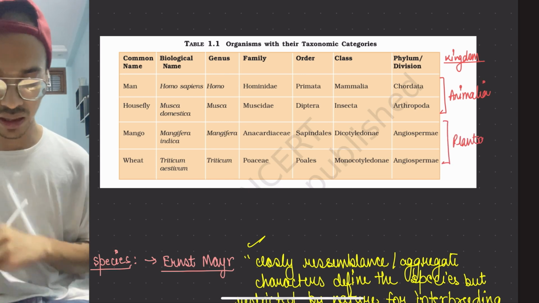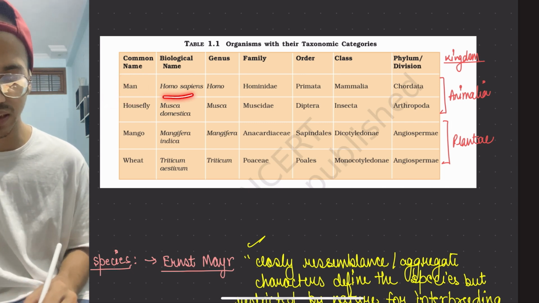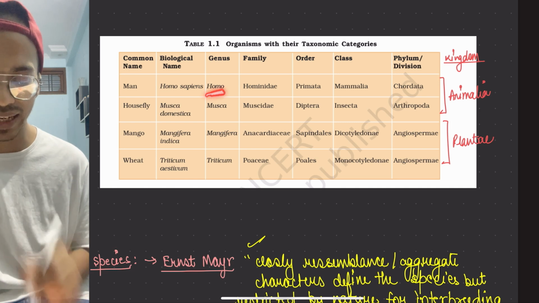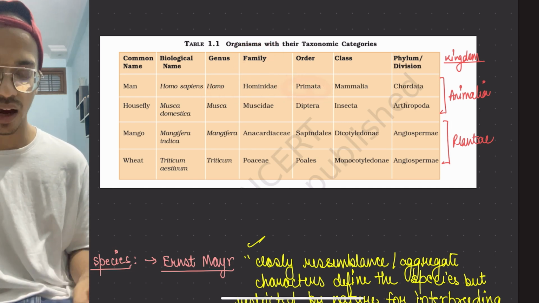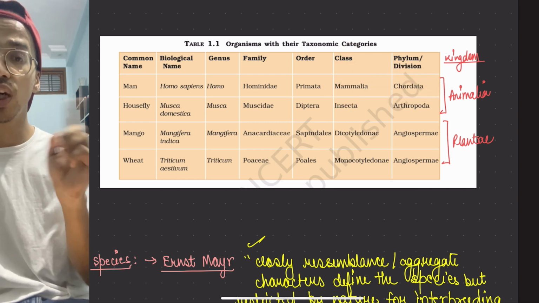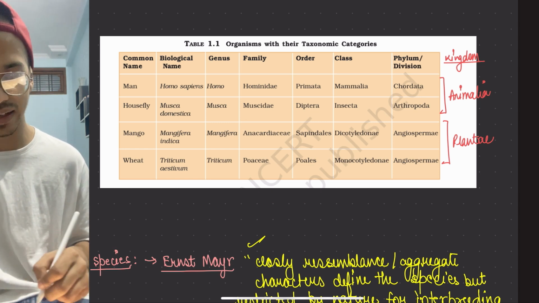Okay, coming back. So man, the biological name is Homo sapiens. Homo is the genus, sapiens is the species. It belongs to the family Hominidae. Order is Primata. Class is Mammalia. Phylum is Chordata. We don't call it division. We will learn it more later on. And the kingdom is Animalia.